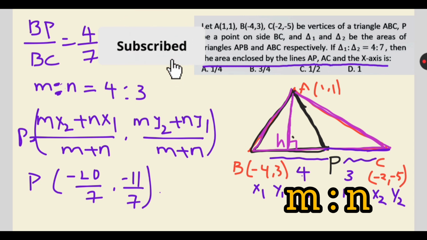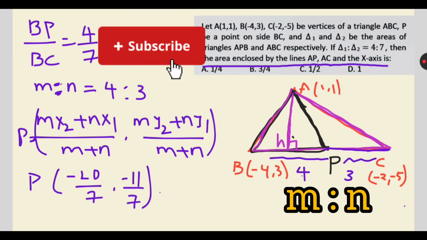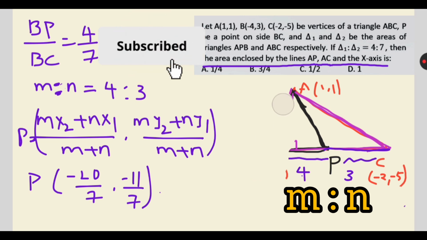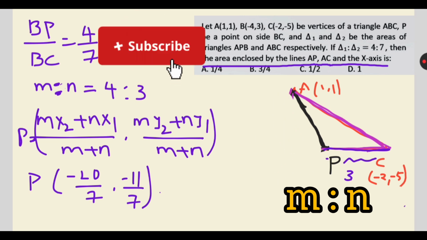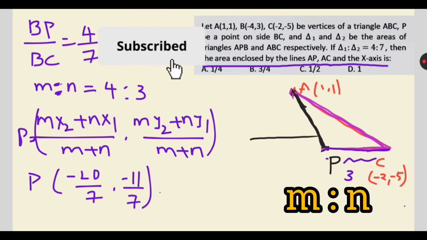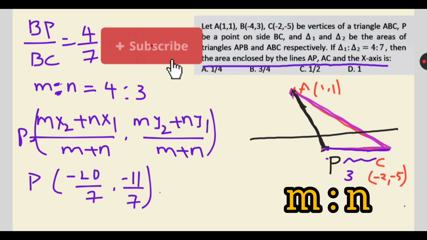So that is our question. That means you have to take the triangle APC only, not this B. That's why I am going to erase this part. We only need to take this and find the area enclosed by these lines AP and AC and the x-axis. So if we draw the x-axis here, this is the x-axis. That means we need to find the area of this region.